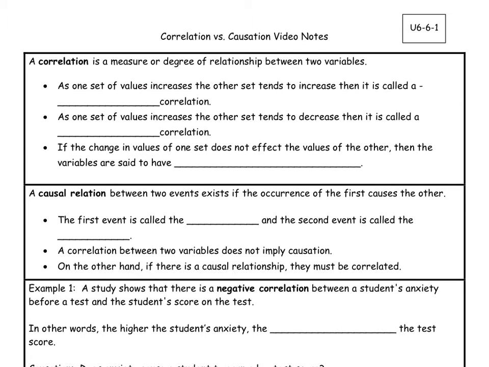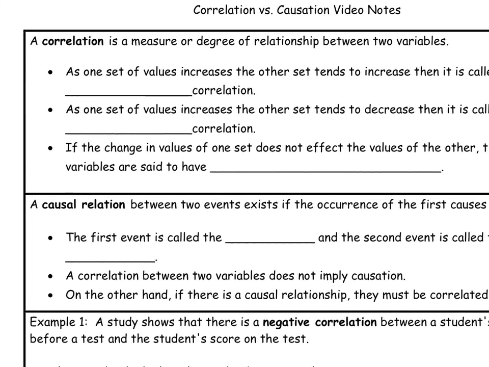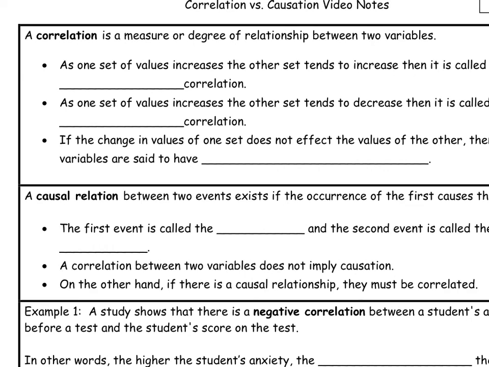So a correlation is a measure or degree of a relationship between two variables. We did this when we did scatter plots. As one set of values increases, if the other set tends to increase, then we call this a positive correlation or a positive relationship. If, on the other hand, one set of values increases and the other one decreases, we call this a negative relationship or a negative correlation.